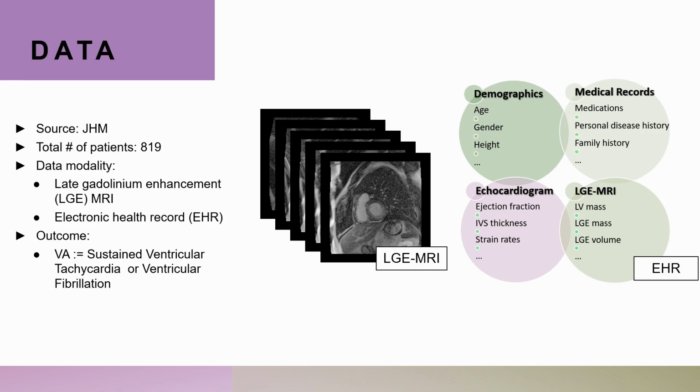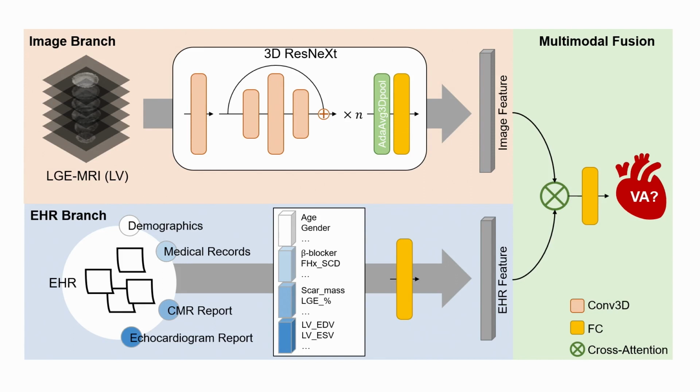This is again unpublished. We are working on that, but it is a cohort of patients at Hopkins, 819 patients we have. So we have the LGE, electronic health records, pretty extensive EHR data, demographics, medical records, ECGs, echocardiogram, LGE MRI. All that is our data, and then we combine that in these two branches. This is the image branch, learning the scar distribution here, and then we have the electronic health records branch, and we combine them in a pretty sophisticated way to predict the risk of sudden cardiac death in these patients.